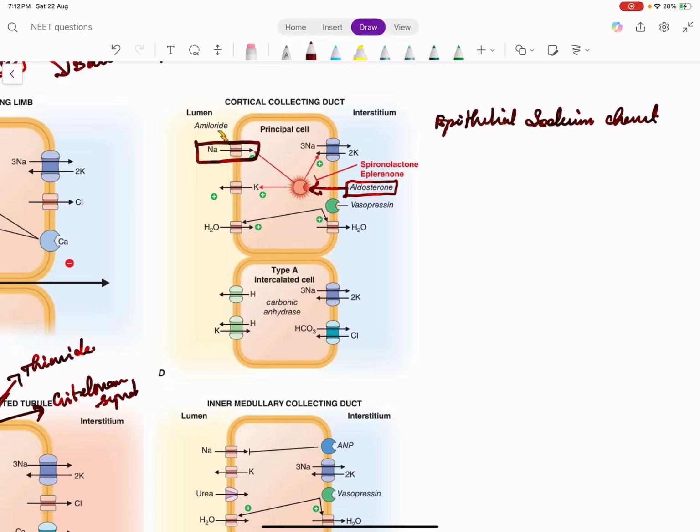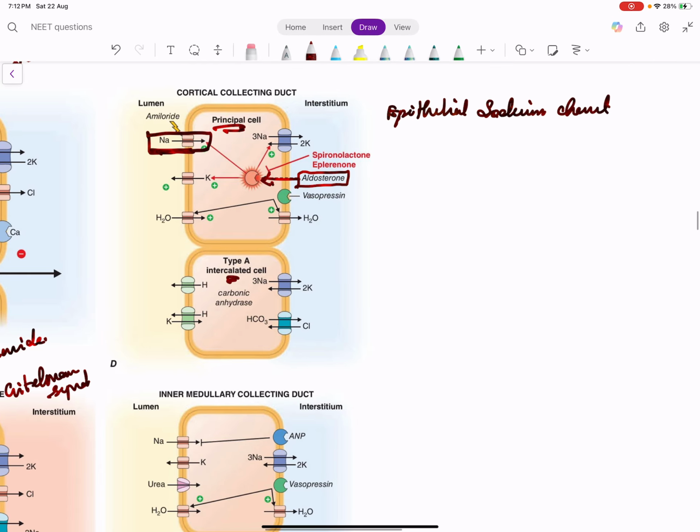Cortical collecting duct has two types of cells, principal cells and intercalated cells. So principal cells have aldosterone receptor. So aldosterone acting on the receptor stimulates ENaC, causing sodium reabsorption. So the drug which inhibits this is amiloride. The activating mutation for this will be Liddle syndrome. It is not inhibiting mutation.